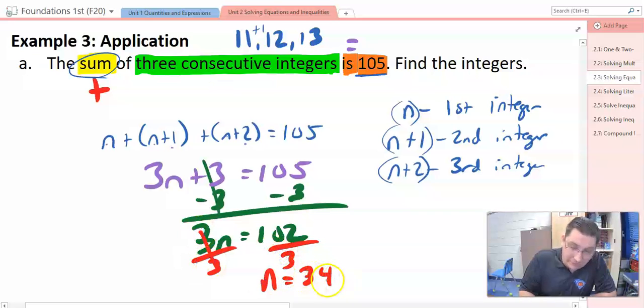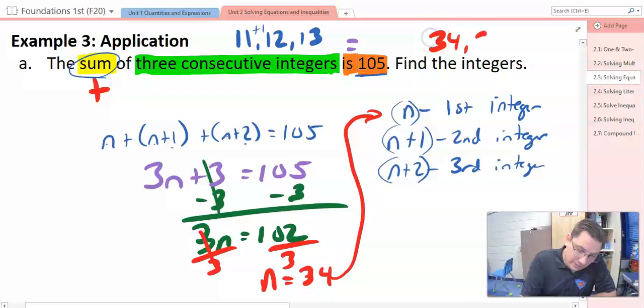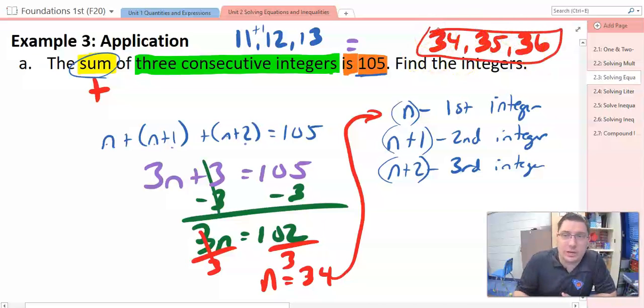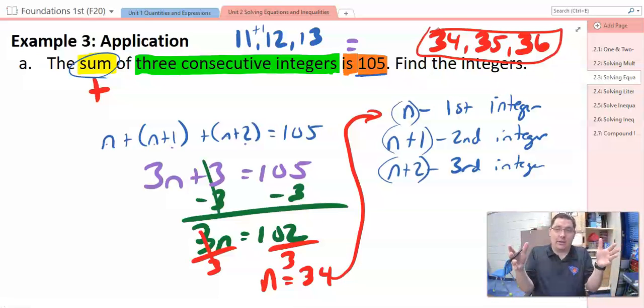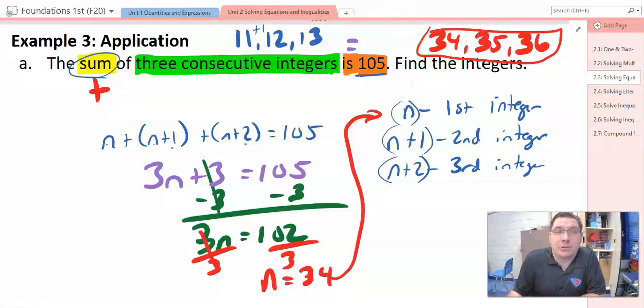And so that means that the first integer is what? 34. Which means the next one is 35, and the final is 36. So that's our three integers. This is the final answer to this problem. And the way to check it is take 34, 35, 36, add them all together, and you get what? 105. So one last example to look at, and then we're done with this lesson.